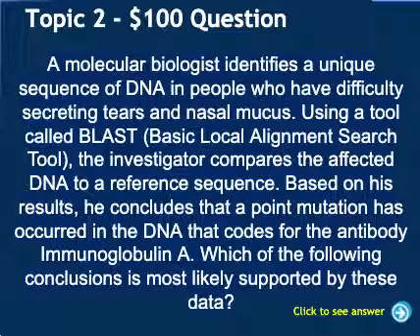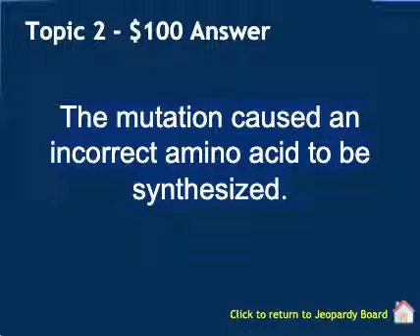This is such a long one. A molecular biologist identifies a unique sequence of DNA in people who have difficulty secreting tears and nasal mucus. Using a tool called BLAST, the investigator compares the affected DNA to a reference sequence. Based on his results, he concludes that a point mutation has occurred on the DNA that codes for the antibody Immunoglobulin A. Which of the following conclusions is most likely supported by the data? And that is that the mutation caused an incorrect amino acid to be synthesized. That's probably one that you're grateful that you'll have the answer to.